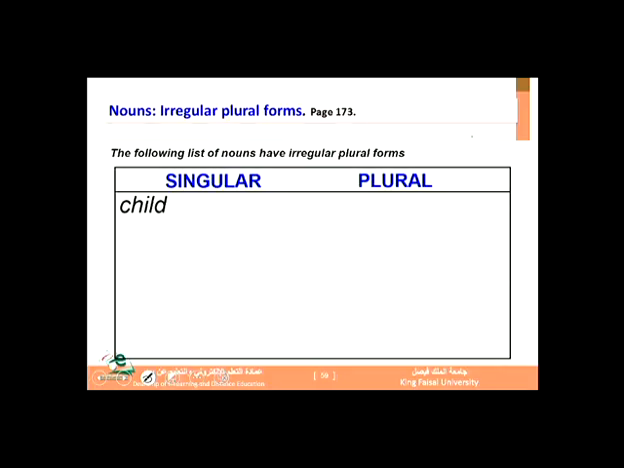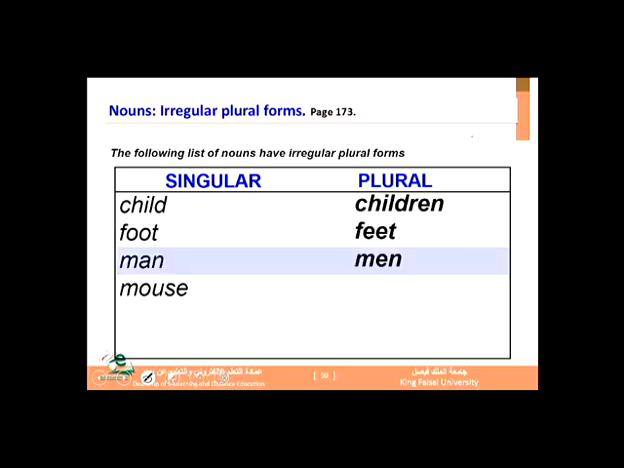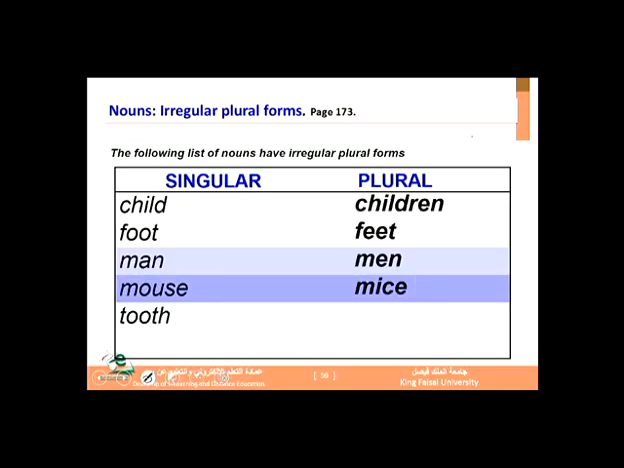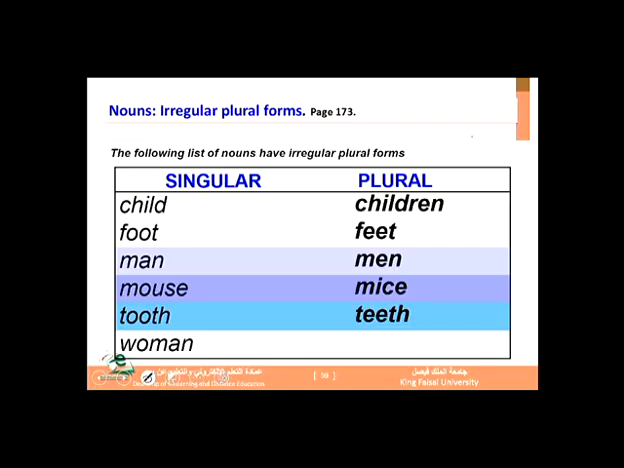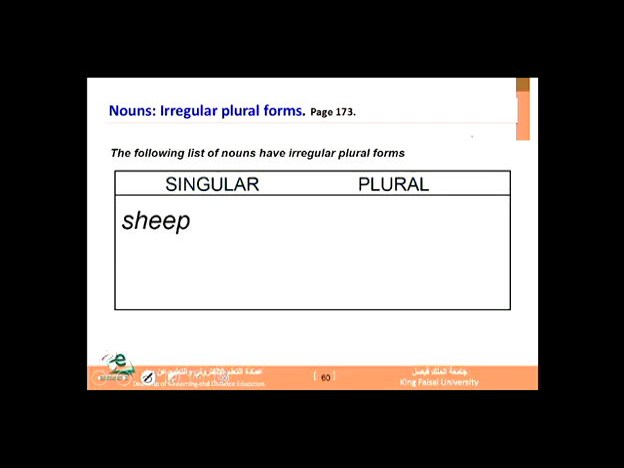Here are some examples of nouns that are exceptional. The following list of nouns have irregular, not regular, plural forms. So we don't add S, we don't add ES. The plural is totally different. So child becomes children, foot becomes feet, man becomes men, mouse becomes mice, tooth becomes teeth, woman becomes women, and sheep becomes sheep, where there is no change at all.